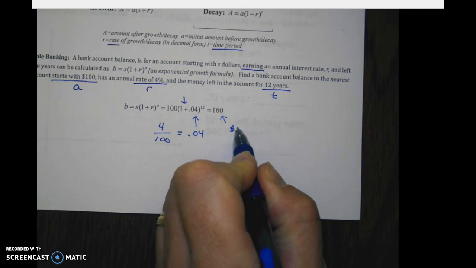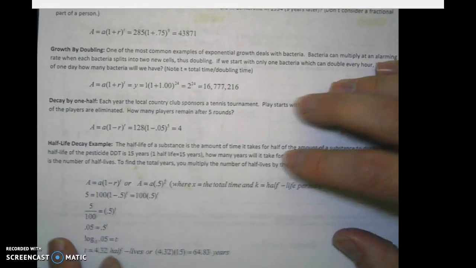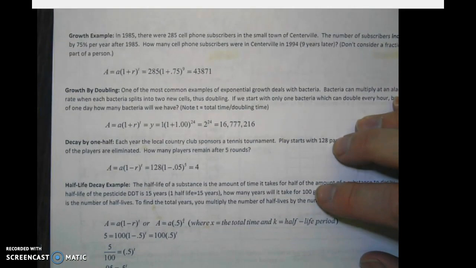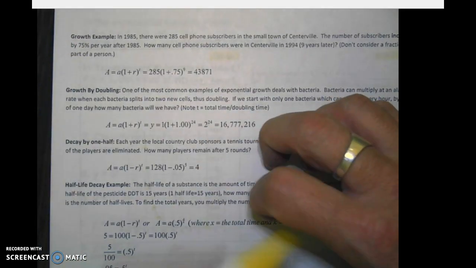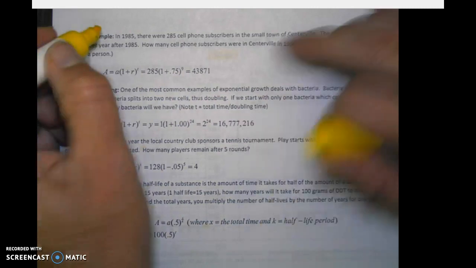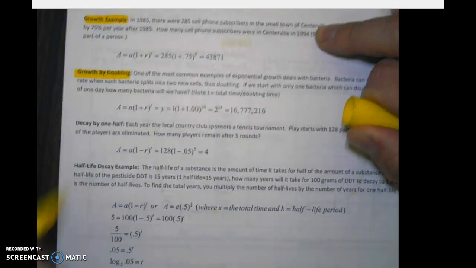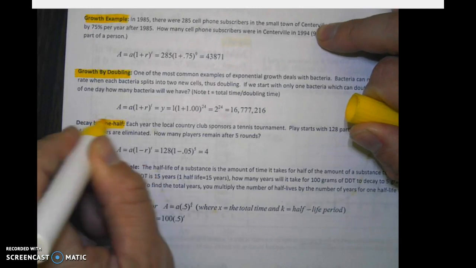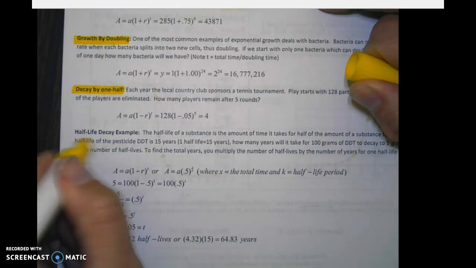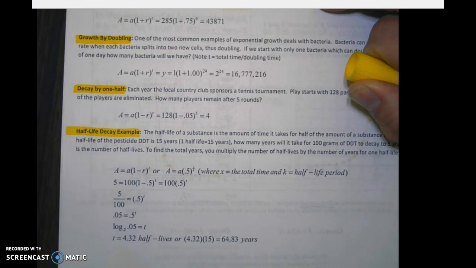Please make sure you use a label. In this case, it's money, so we would use a $ sign. So I expect you guys to kind of read through these examples. I'm not going to read through each one of them for you. Please read through. Another growth example, a doubling example, decaying by half, and half-life decay. Look at those over.